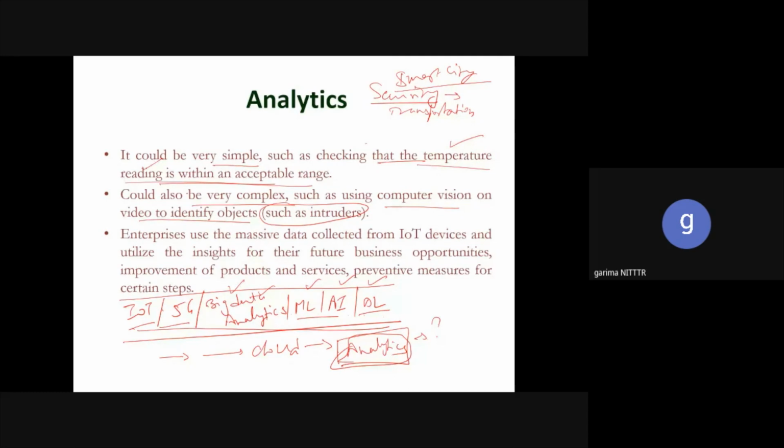So whenever this particular application is implemented, we analyze that data and decide whether this person should be challaned for the violation or should not be, as per the rules. So these are the analytics, and accordingly reporting will be there. Similarly, enterprises which use massive data collected from IoT devices will utilize the insights for their future business opportunities.